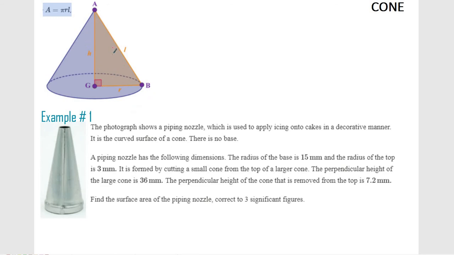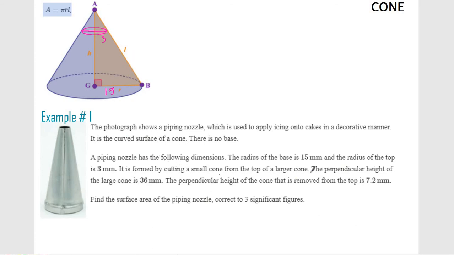Okay, so here we've got a piping nozzle. So we've got the radius of the base is 15 centimeters. So I'm going to go ahead and use this one up here. So the radius is 15. And the radius of the top is 3. So think of it, they took this cone and they cut this part off, right? And so that way the icing could flow through. Okay, and so that radius is 3.